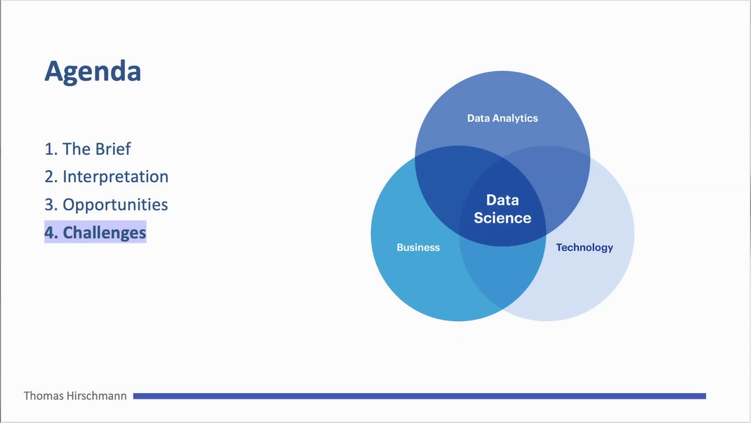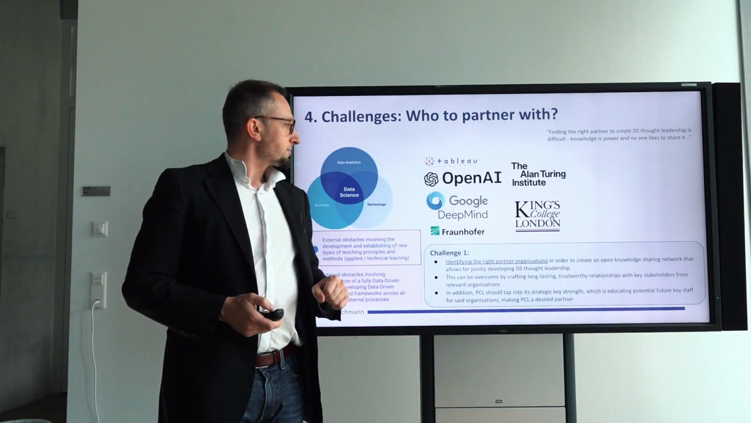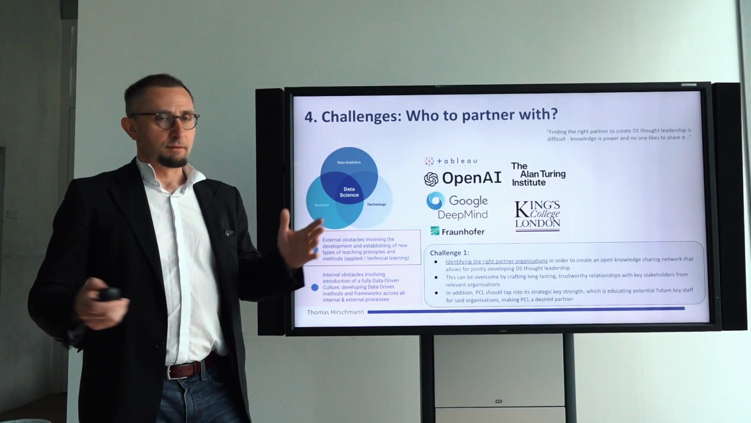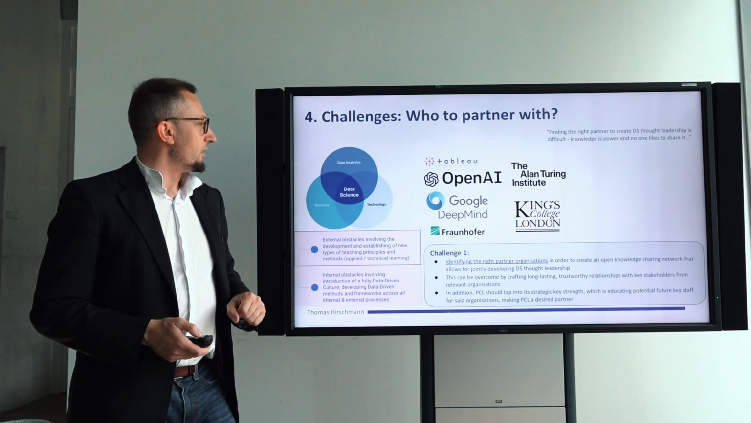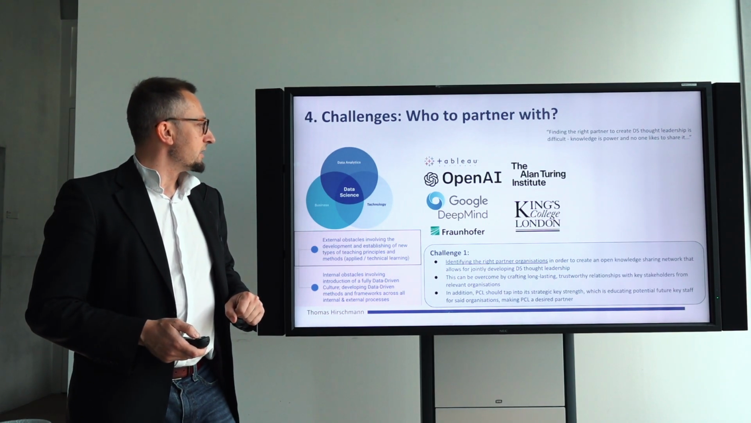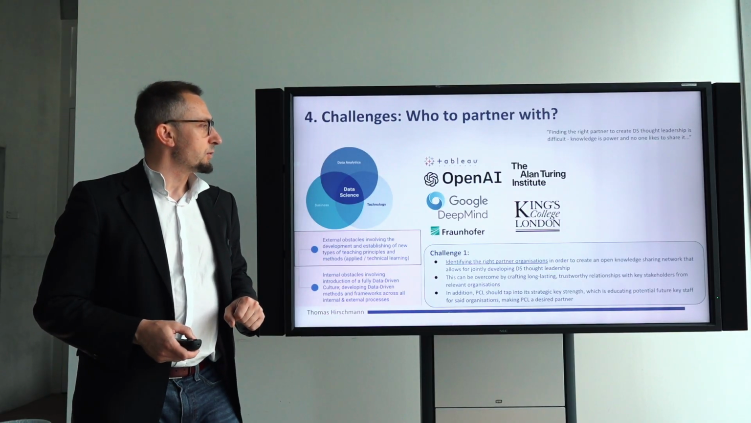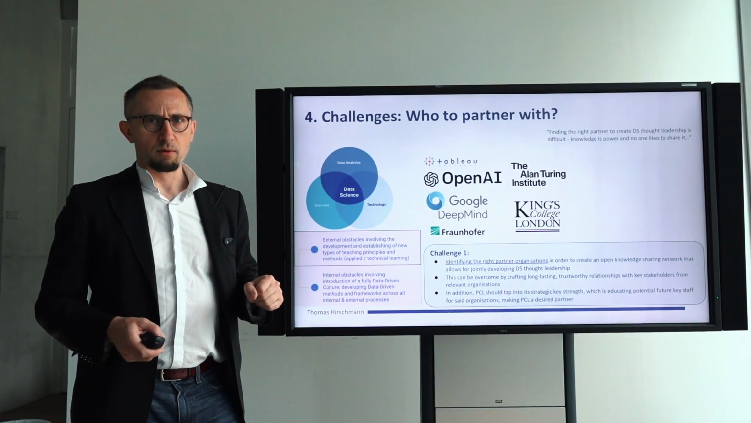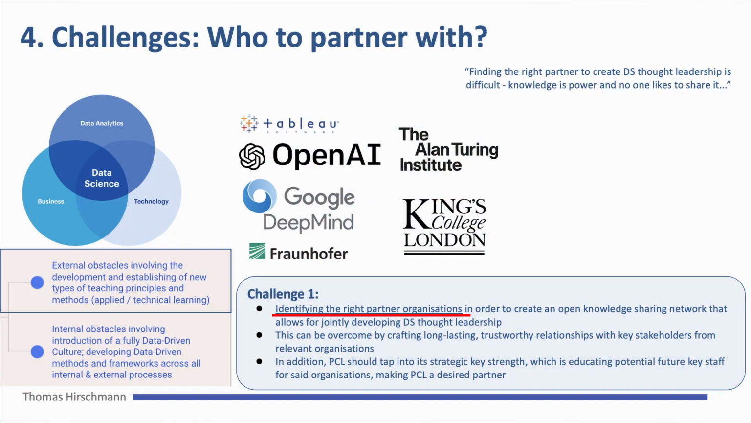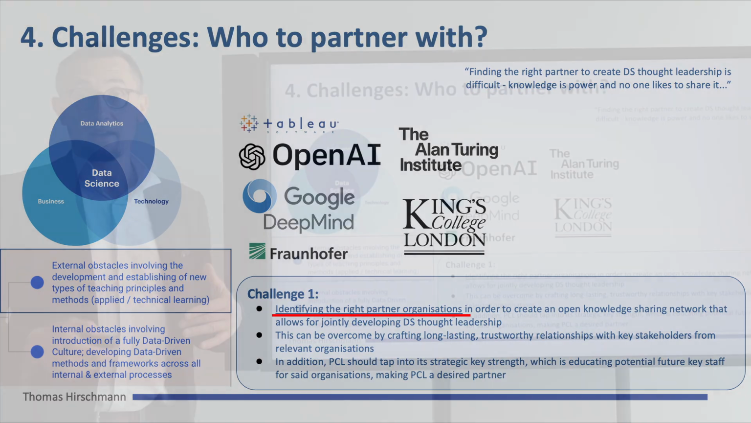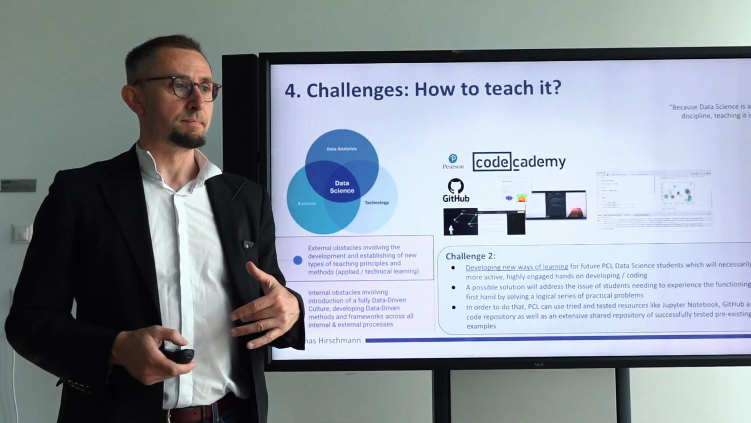Now, let's have a quick look at the challenges to close up. Well, first of all, we talked about identifying the right partners for such partnerships on data science, where it's about open knowledge sharing networks. So how do you even start with that? That's not an easy task. You need to know which organizations might be right for you and how to address them. So that alone can take some time.